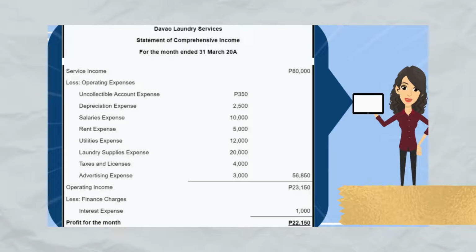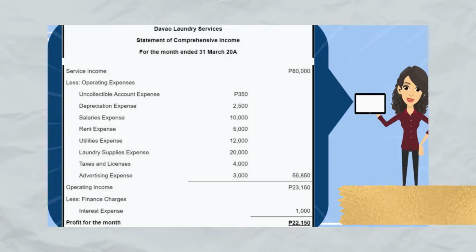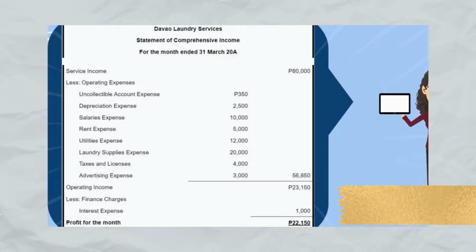Therefore, we have the operating income of 23,150. However, we have the finance charges, the interest expense of 1,000, so the profit for the month is 22,150.